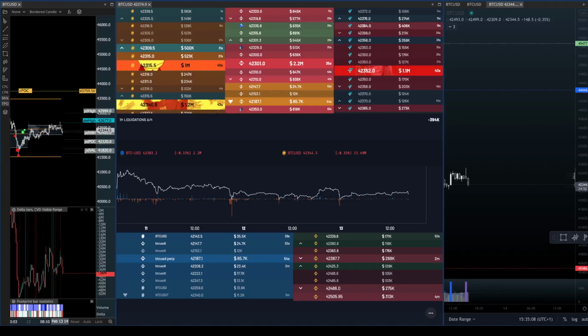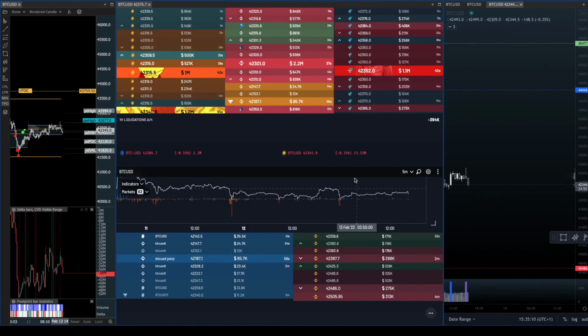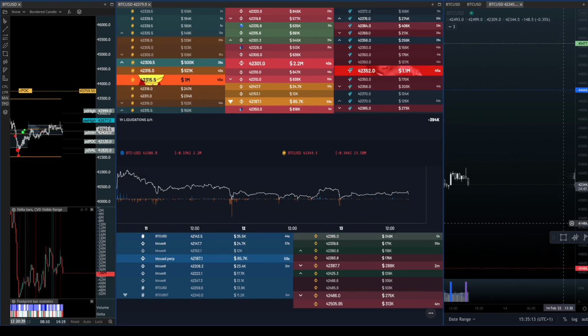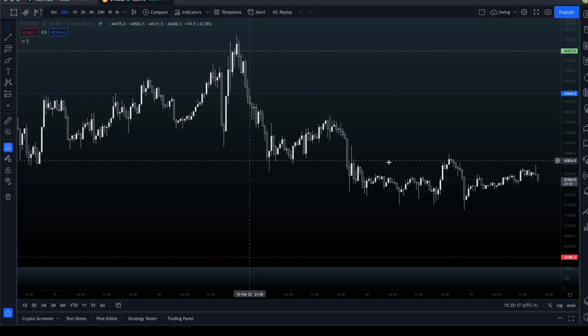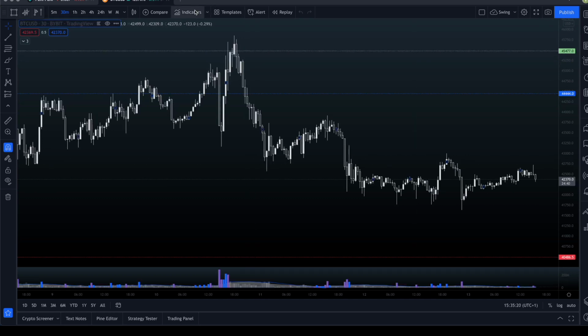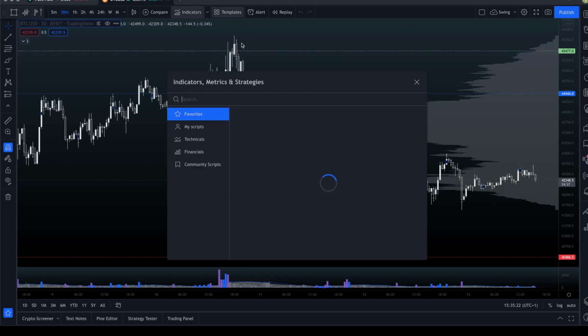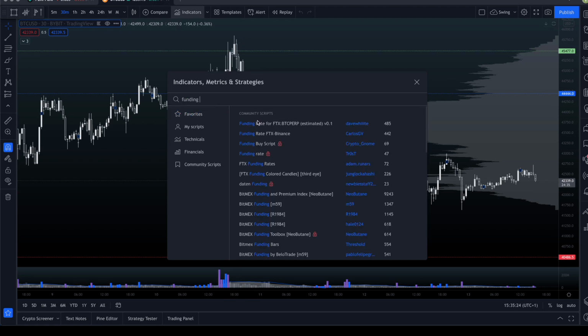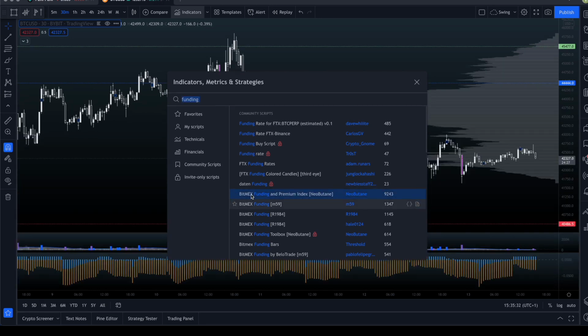Okay, here is the TradingView platform, and if I take a look at BTC, give it a second to load. Yeah, overall, it really doesn't matter if funding is positive or negative. It's maybe useful for long-term trading, but I really doubt that as well. If I go to the indicators and check out funding, this one is good, the funding premium index by Neobutan. It's for BitMEX.